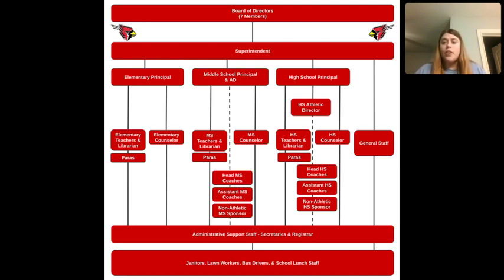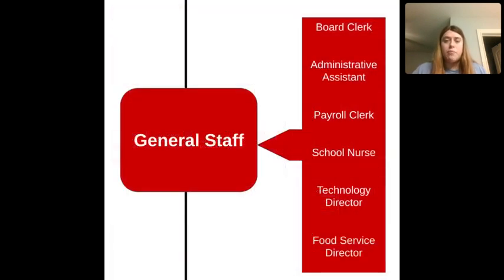And then I also have general staff going directly to the superintendent as well, because our general staff help all 3 schools run accordingly. We have one person for each role, and that would be our board clerk, an administrative assistant, the payroll clerk, the school nurse, the technology director, and the food service director. All of these people will float between all 3 schools. So even though they do direct towards the principal, the superintendent is their main focus for what they should be doing from day to day.